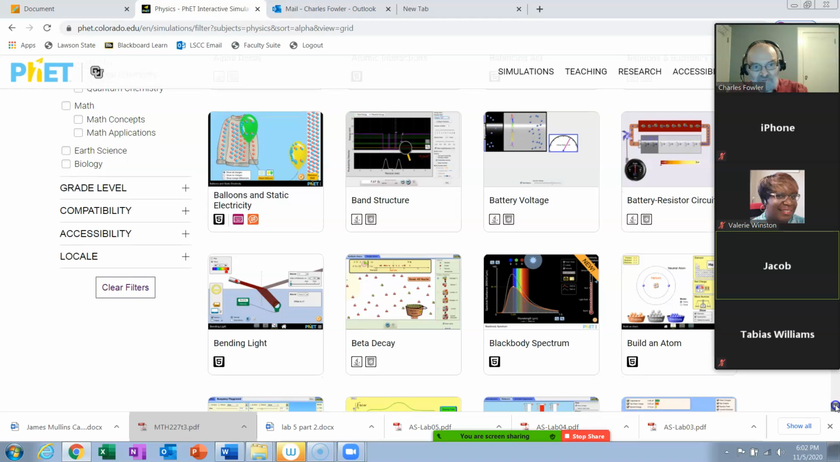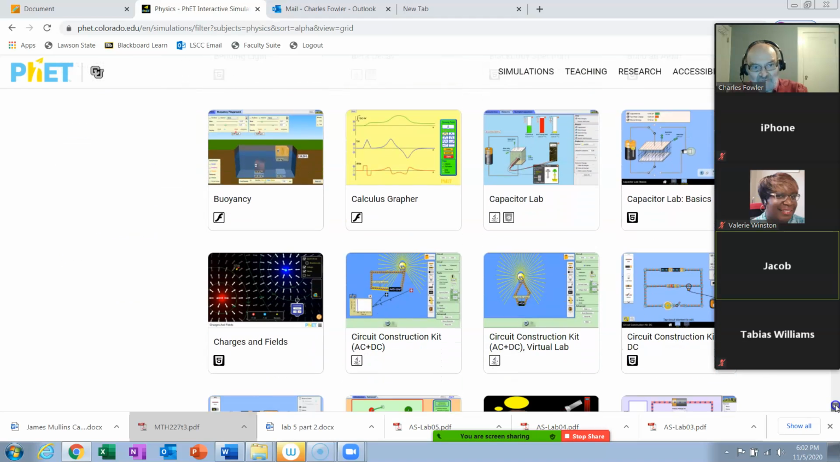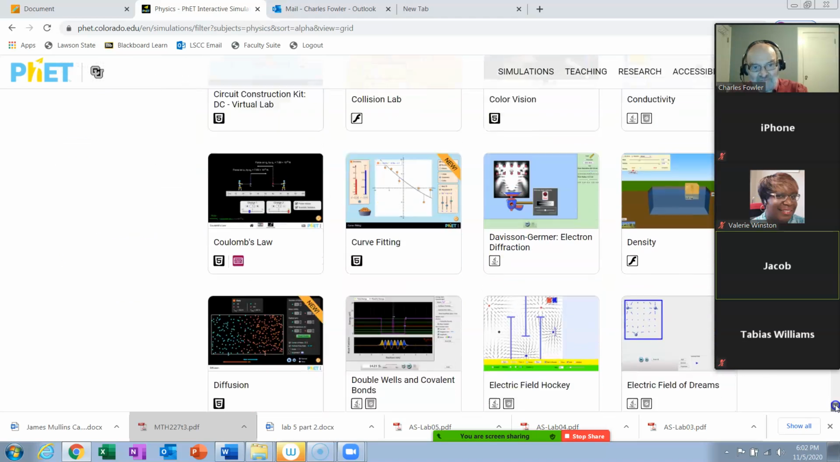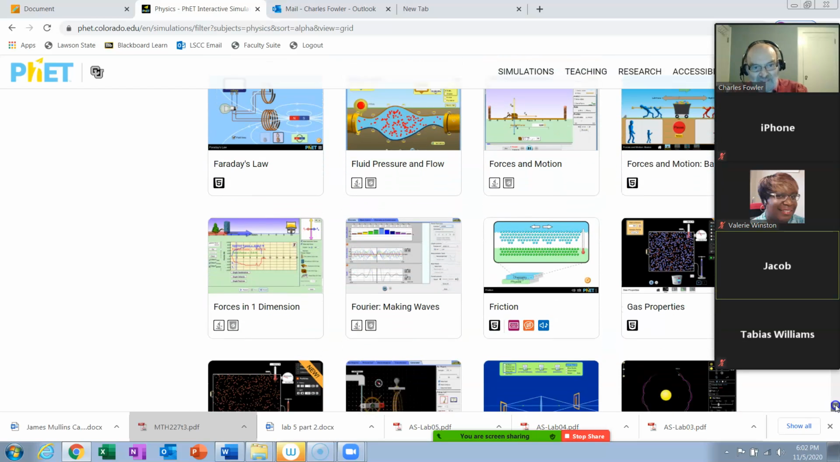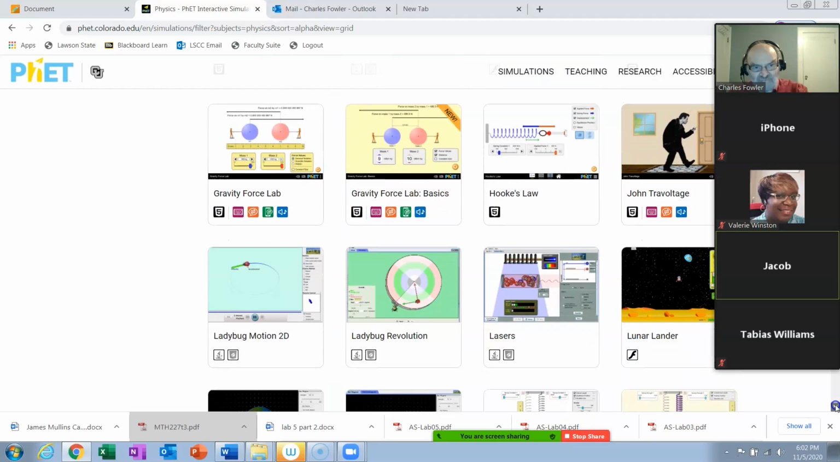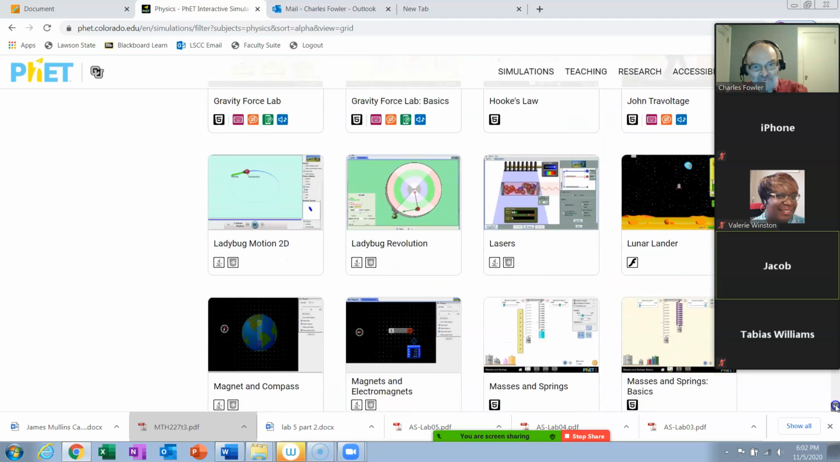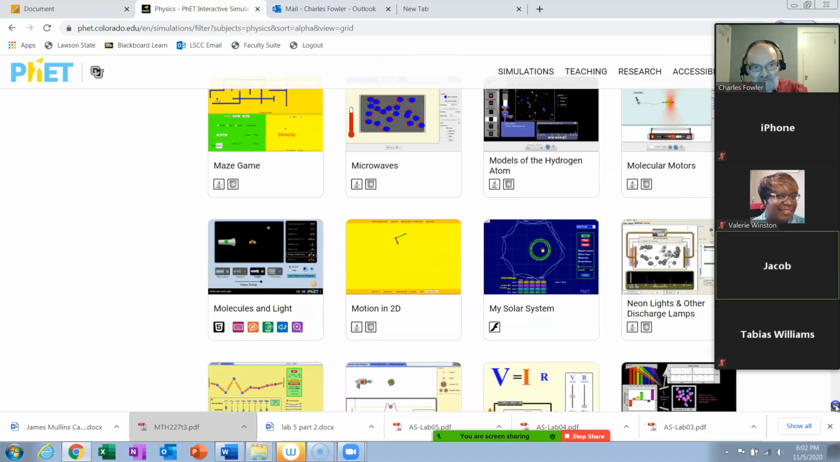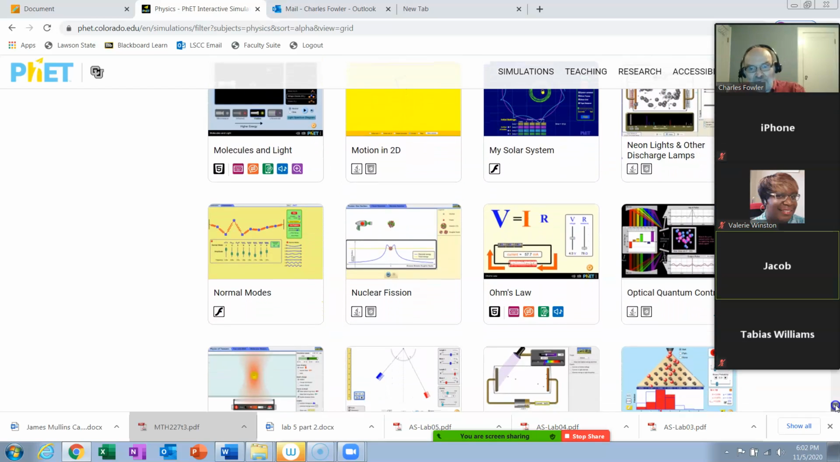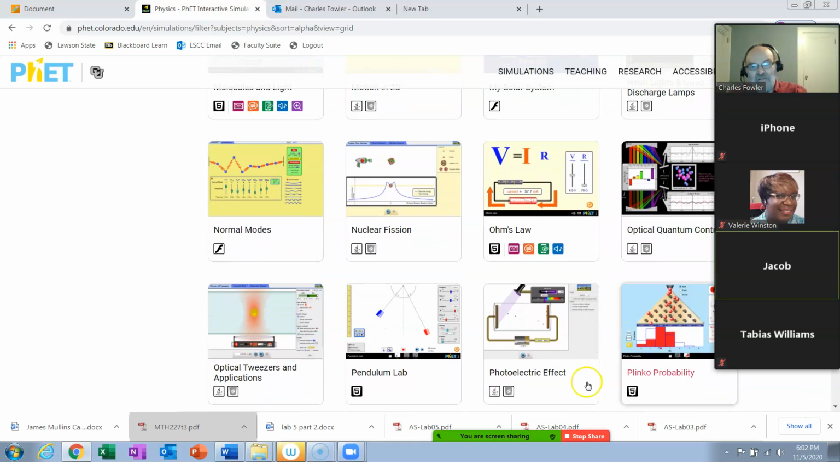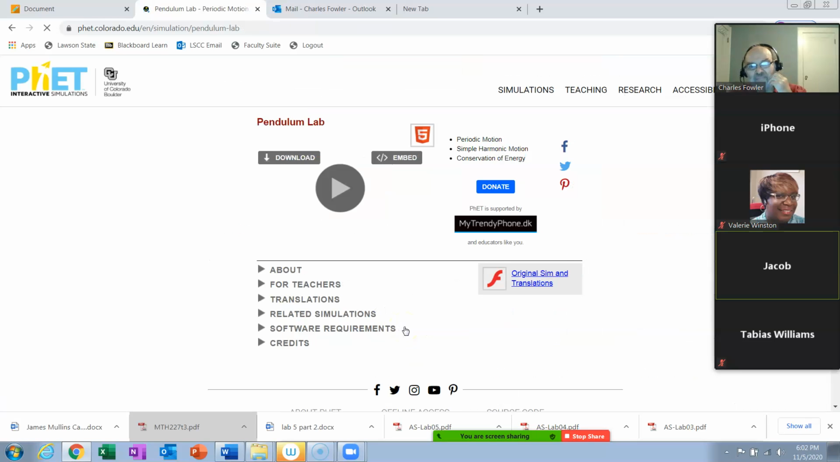There's balloons, there's build an atom, there's circuit construction, there's density, there's Faraday's experiment, there's gas, there's John voltage, there's lunar, molecular motors. We're getting closer. There's optical, pendulum lab. There it is. You see it? Okay, click on the pendulum lab.